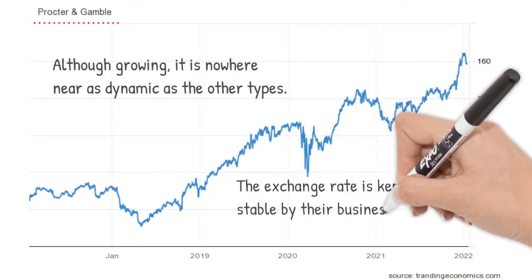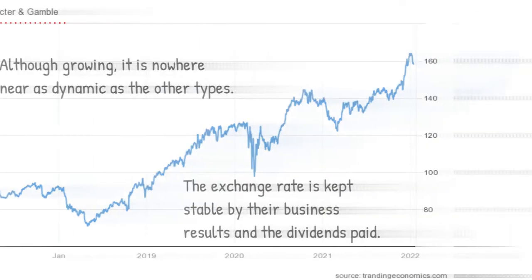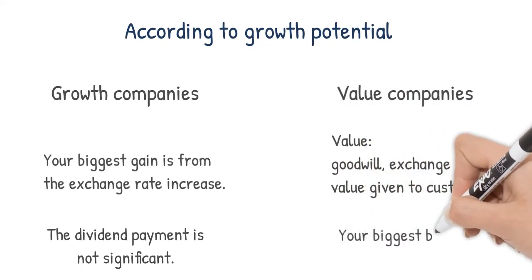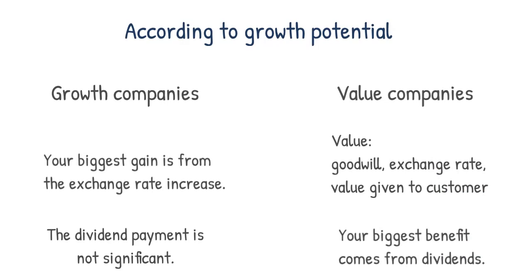Value companies can afford to pay even larger dividends. They can do so partly because they can no longer grow too much, so they don't need extra reserves. And the maintenance of their liquidity is not at all threatened by the dividends paid. On the other hand, since they can no longer be expected to continue to provide very dynamic exchange rate growth, they can meet their investors' needs by paying dividends and at the same time keep their exchange rate stable.